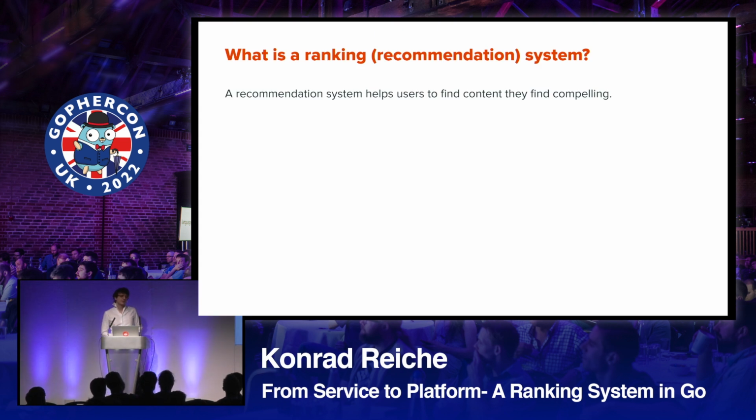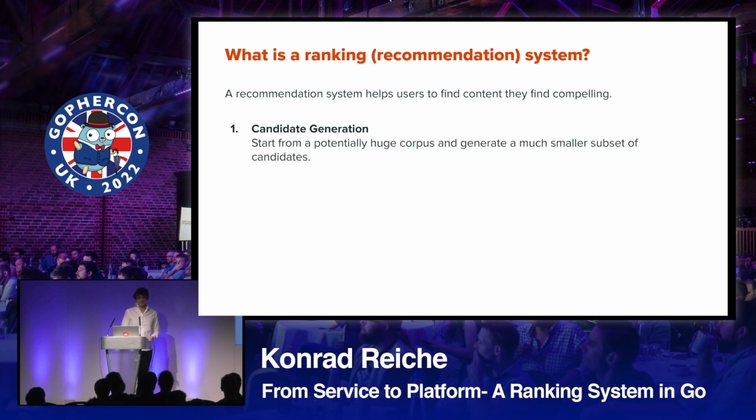A recommendation system helps users to find content they find compelling. And this can be described in 3 steps. The first step is candidate generation. And candidate here is a fancy word for referring to the content being ranked, for example, posts. But it's called candidates because you could also rank other things. You could rank topics, you could rank users you want to notify.